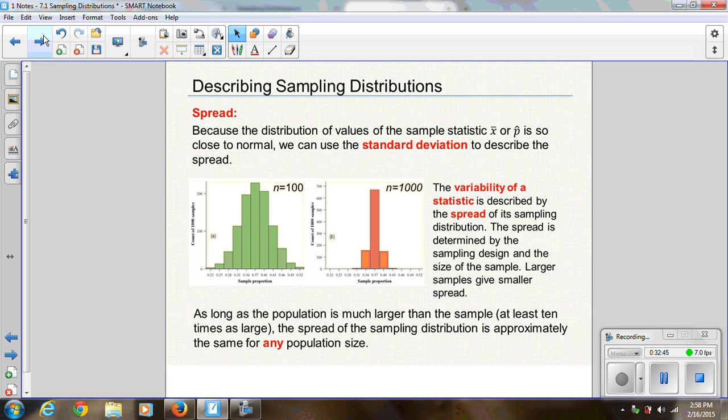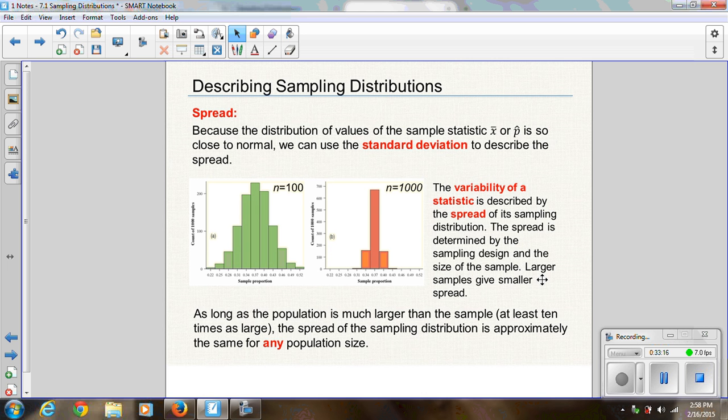Spread, again, because we're going to be dealing with a normal distribution for the most part, we're going to be using standard deviation to measure spread. So we're actually going to be looking at the standard deviation of sample proportions, which I know, again, sounds sort of redundant. One of the things you should note is that for larger samples, the variability is going to decrease. And so the variability of a statistic is described by the spread of its sampling distribution. The spread is determined by the sampling design and by the size of the sample. And we know that larger samples are going to give a smaller spread.